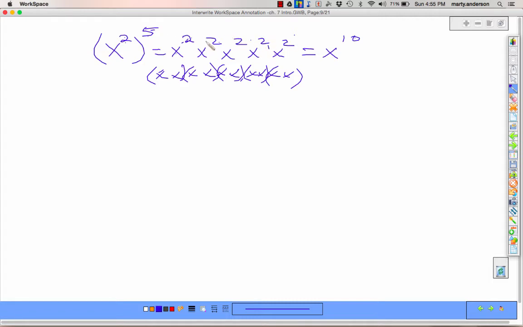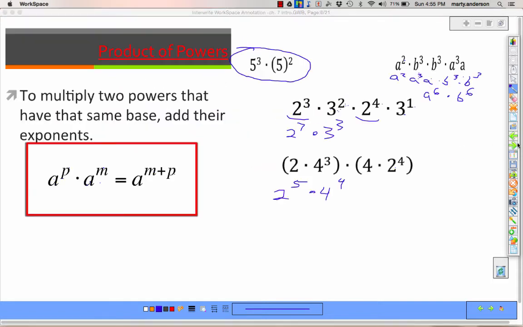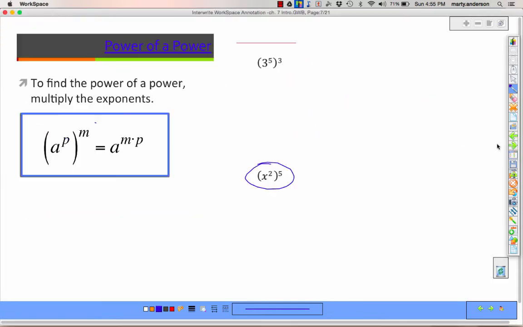Well, that's really repeated addition. Well, what's repeated addition? Hey, multiplication. So I can do 2 times 5. So this rule says to find the power of a power, when we're raising a power to a power, we multiply the exponents. So when we're multiplying things with the same base, back here we add the exponents. Raising a power to a power, we multiply.